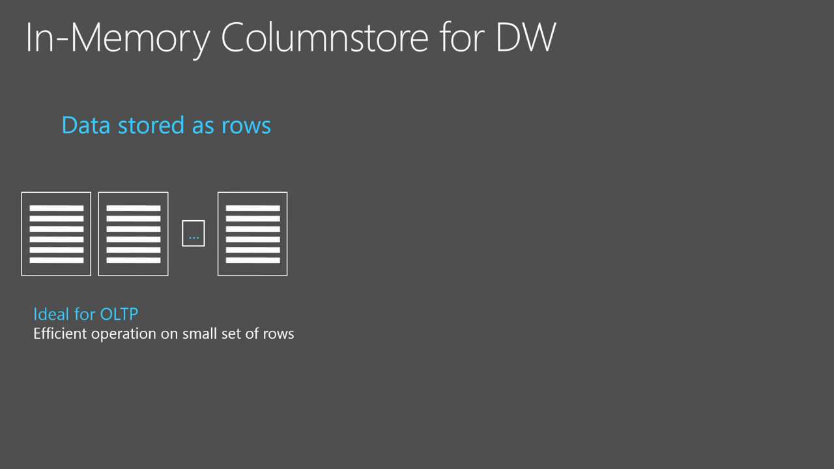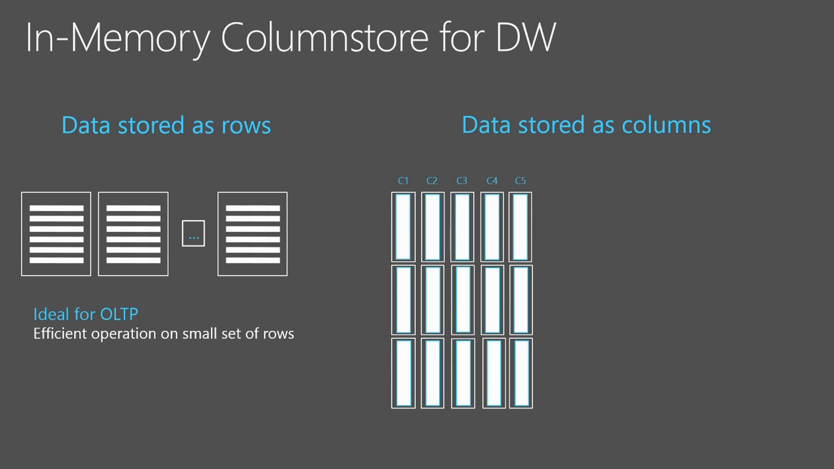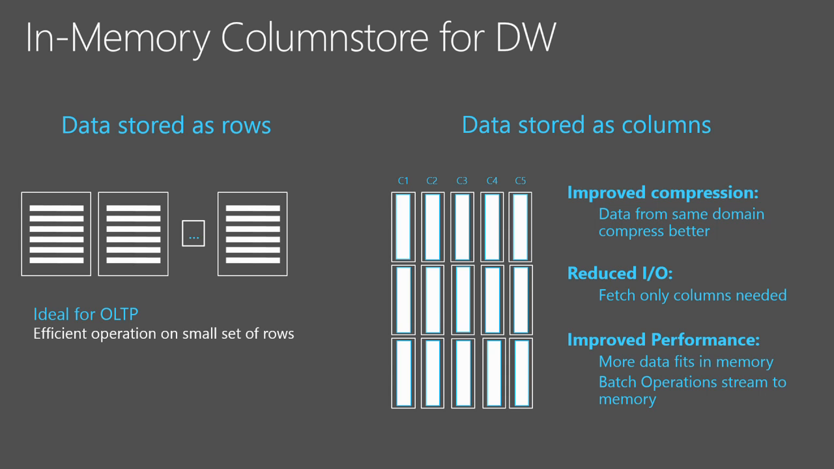For in-memory column store, again, typically data is stored as rows, very ideal for efficient operations on a small set of rows. For Columnstore in SQL Server 2014, just if anybody did have experience or had seen it in 2012, the Columnstore in SQL Server 2014 has a clustered Columnstore index, now updatable. So that's what we'll be talking about here. Again, the data is now stored as columns instead of rows. So this is much better and allows for a lot of efficiencies, in particular for data warehouse type workloads and queries.